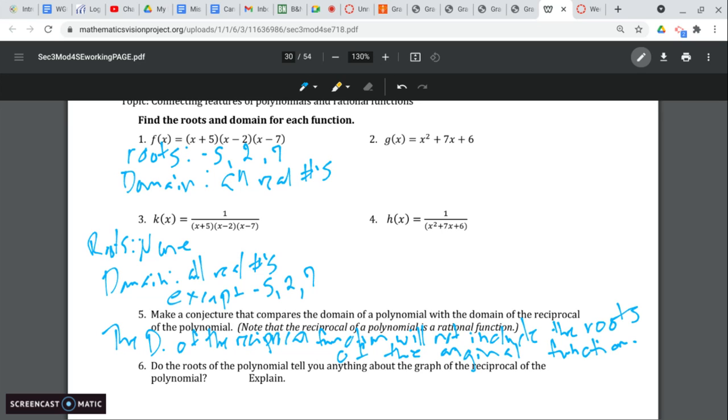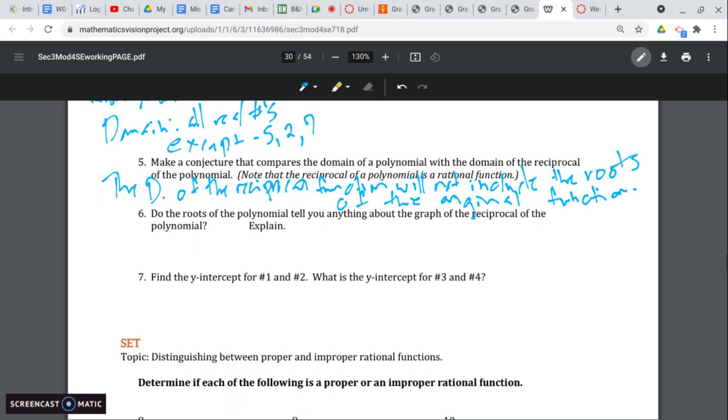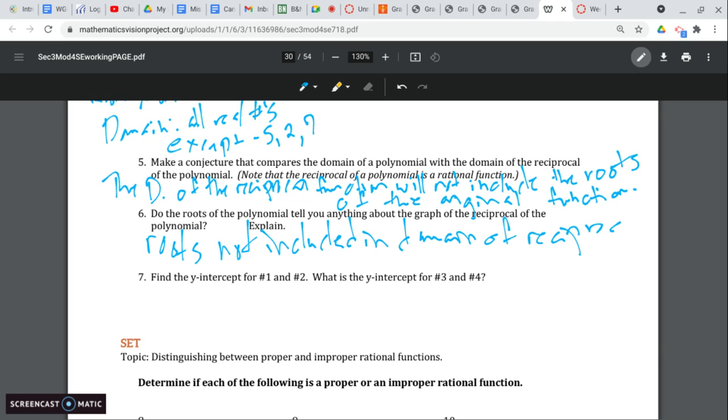Do the roots of the polynomial tell you anything about the graph of the reciprocal of the polynomial? So the roots are not included in the domain of the reciprocal functions. They cause the denominator to equal 0. So roots not included in domain of reciprocal function.